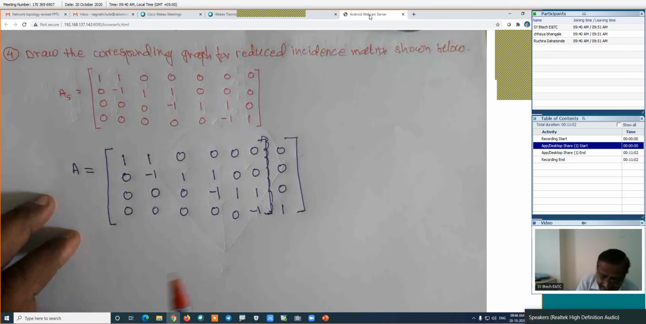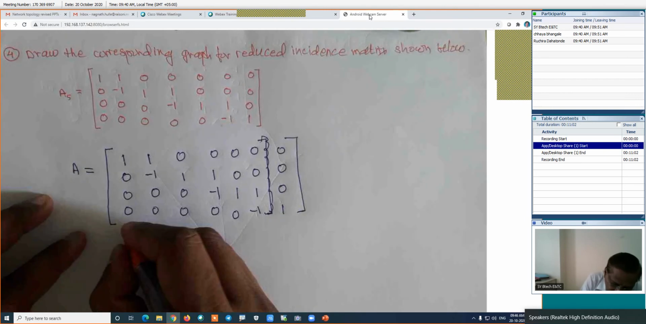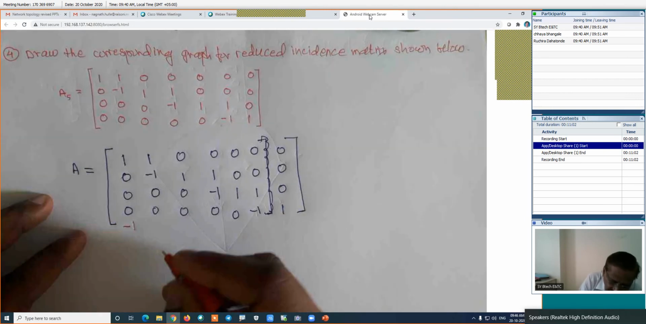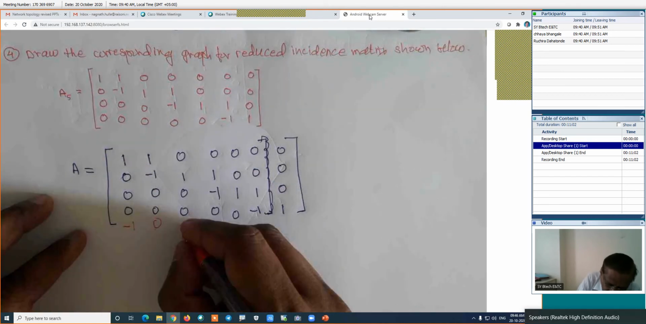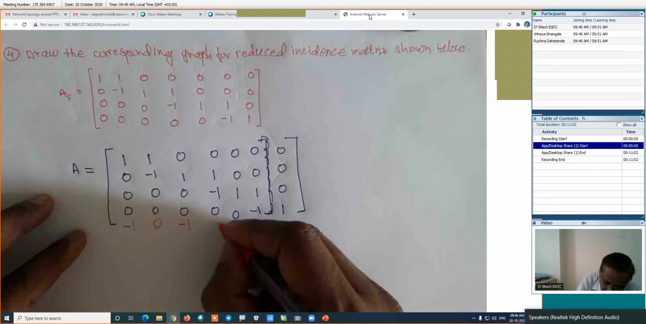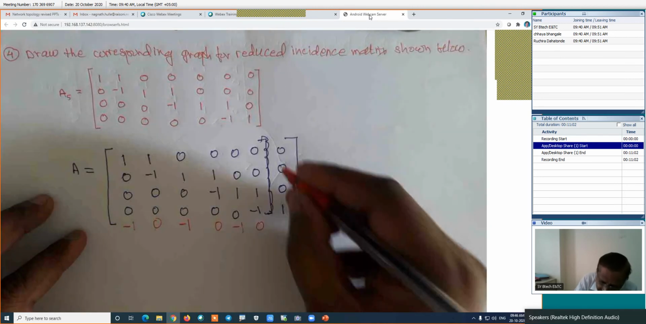What is the property of the incidence matrix? The property of the incidence matrix is that the summation of each column is 0. Here the summation is not 0, that's why here it should be minus 1. Here it is 0, since the summation is already 0. Here it should be minus 1. Here it should be 0. Here it should be minus 1. Here the summation is already 0. Then here it should be minus 1.